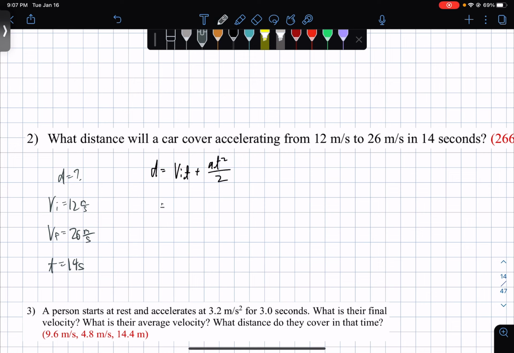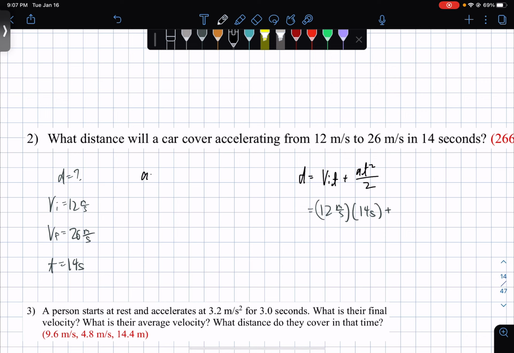Furthermore, we have 12 meters per second times time, which is 14 seconds, plus the acceleration. We have to look for acceleration. So acceleration is Vf minus Vi over t total. Vf is 26 meters per second. Vi is 12 meters per second. Time is 14 seconds. So we have 14 over 14, that's 1. Interesting. Acceleration is a clean number.